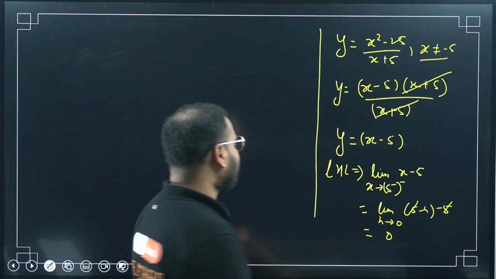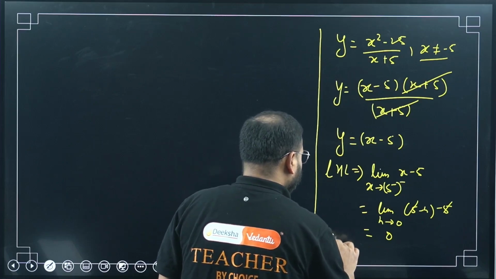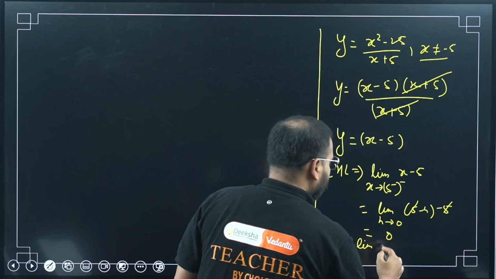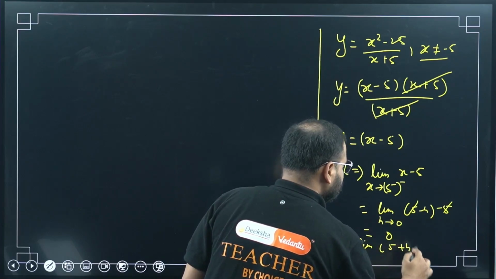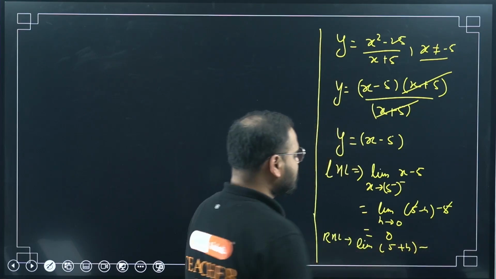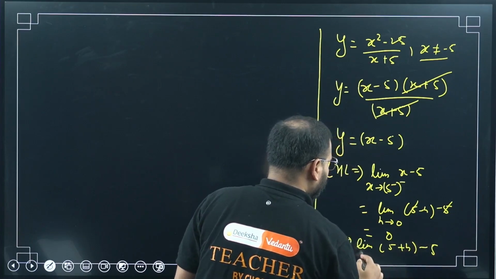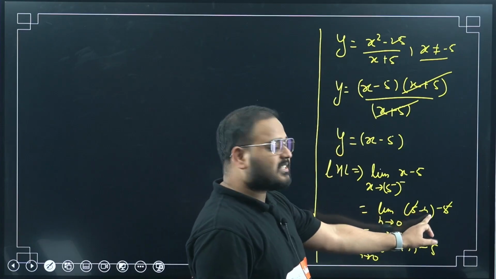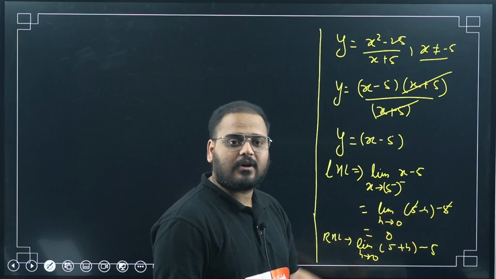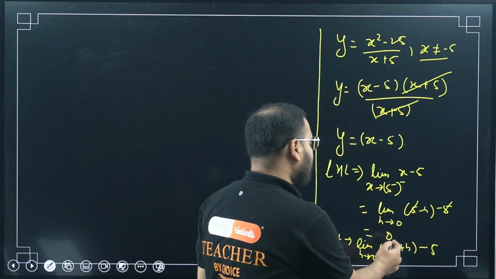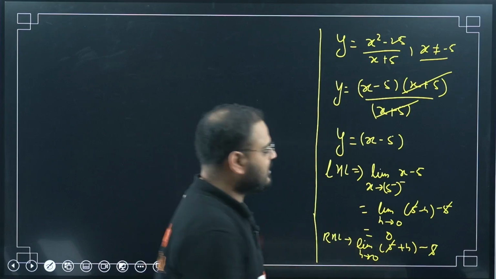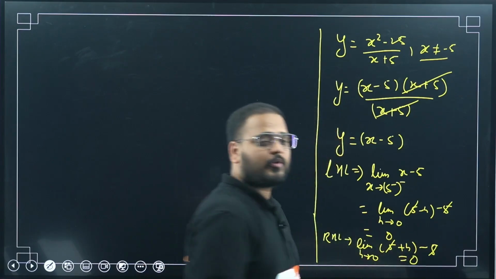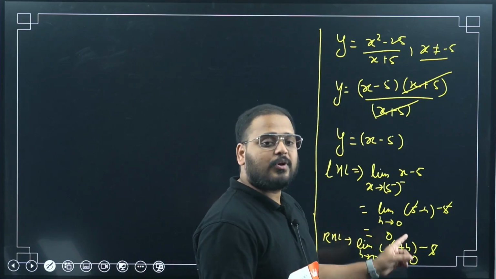Same if you do for RHL also, what will happen? You write like this, limit, I'm writing from here, (5 plus h minus 5) when h tends to 0, yes or no? That's how we write it, no? A minus h we write for LHL and a plus h we write for RHL. Now if you check here again, it goes cancelled, and what is left now? Only h, where h tending to 0 means equal to 0, okay? So both LHL and RHL are equal, 0 and 0, okay?